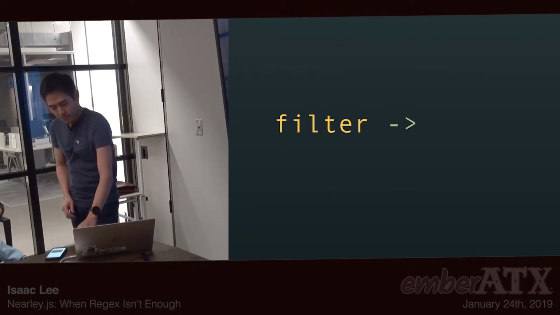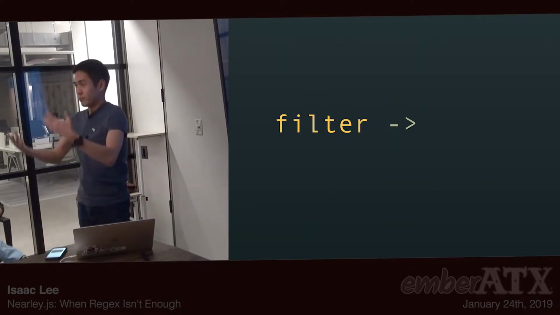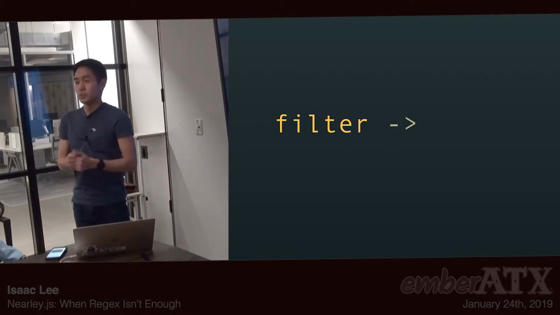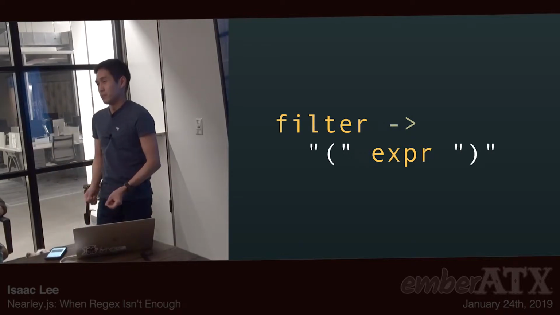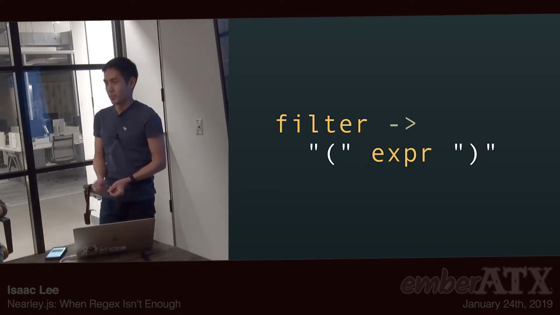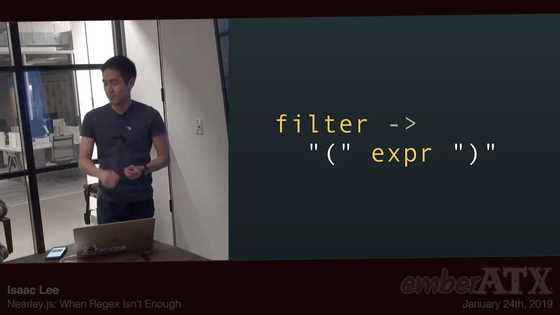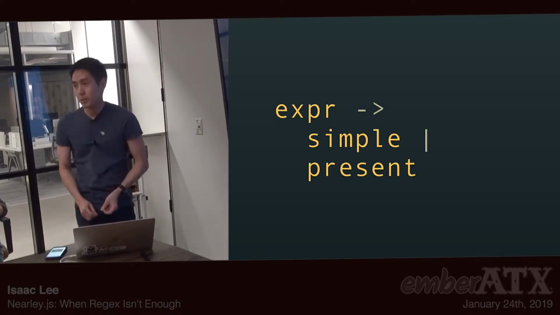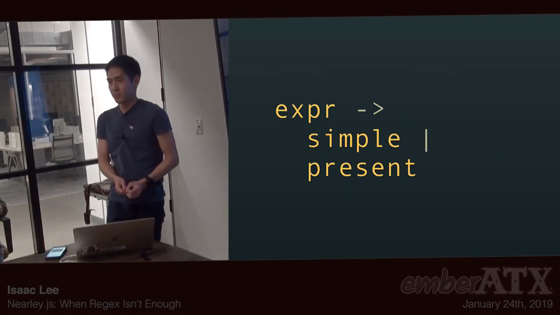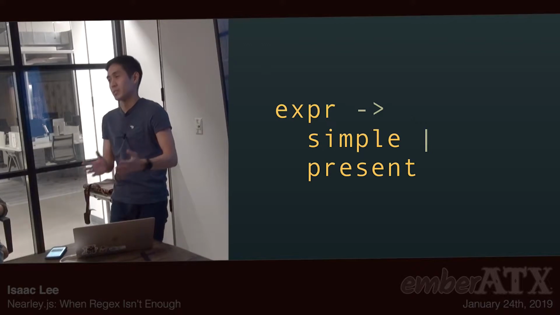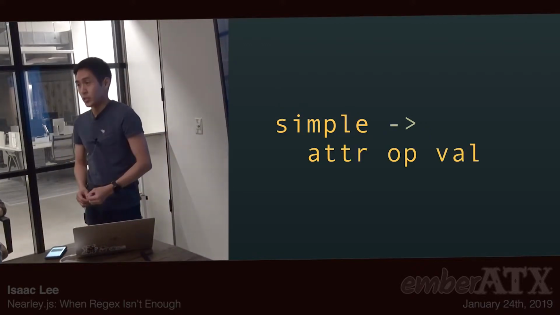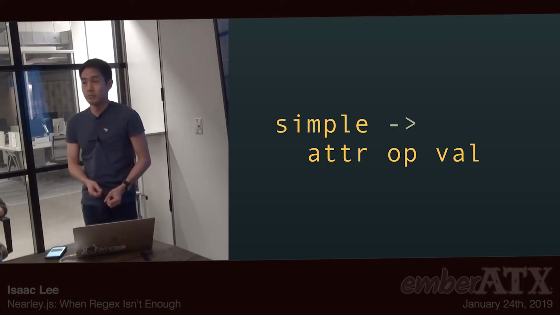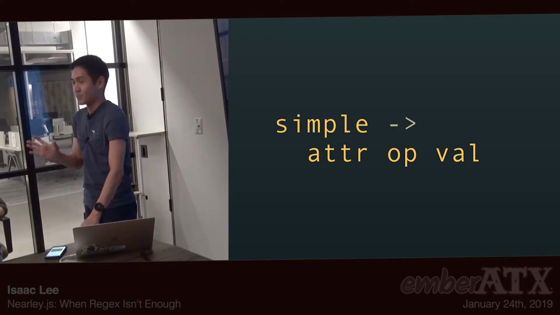For simplicity, instead of using the full definition, I'm just going to define an LDOF filter as the following. It's an expression that is surrounded by parentheses. Let me define next what an expression is. An expression can be either simple or present. Let's next define what a simple expression is. A simple expression has 3 things: an attribute, an operator, and a value. Let's, again, keep going.